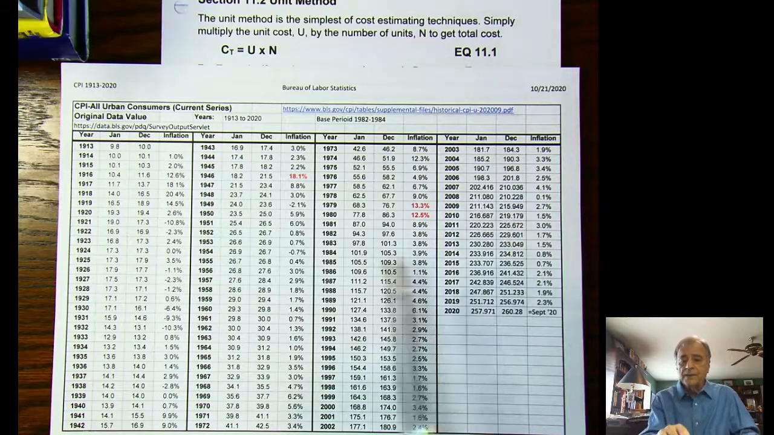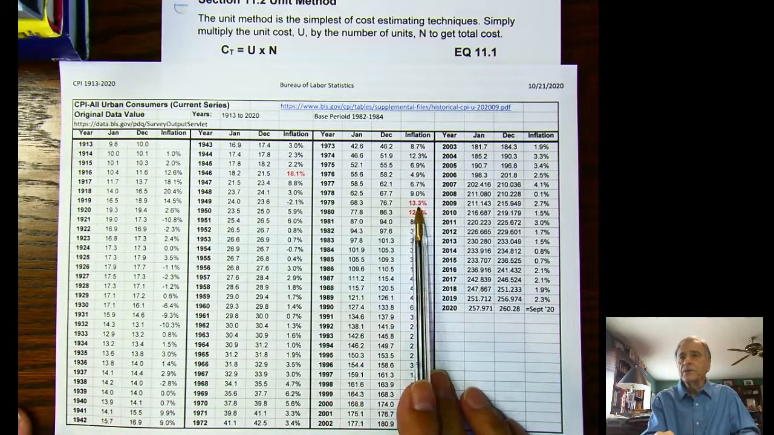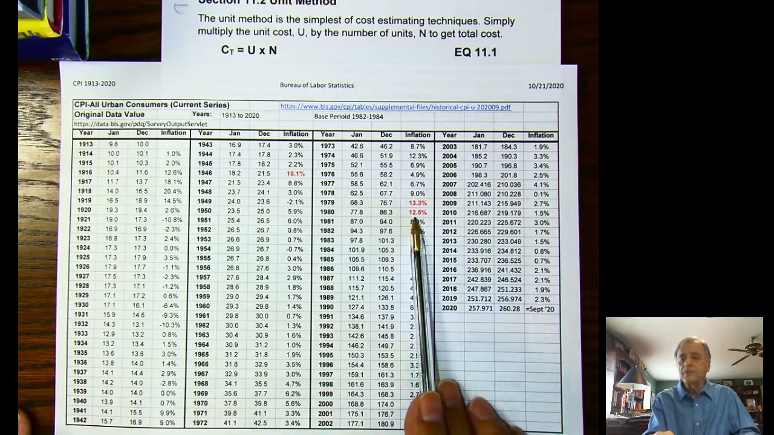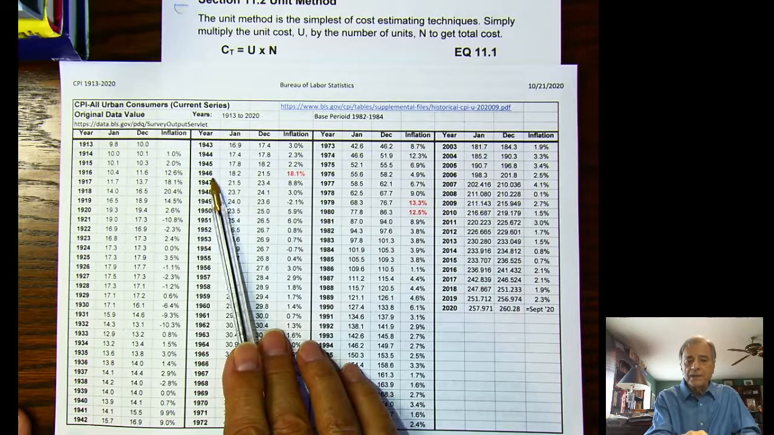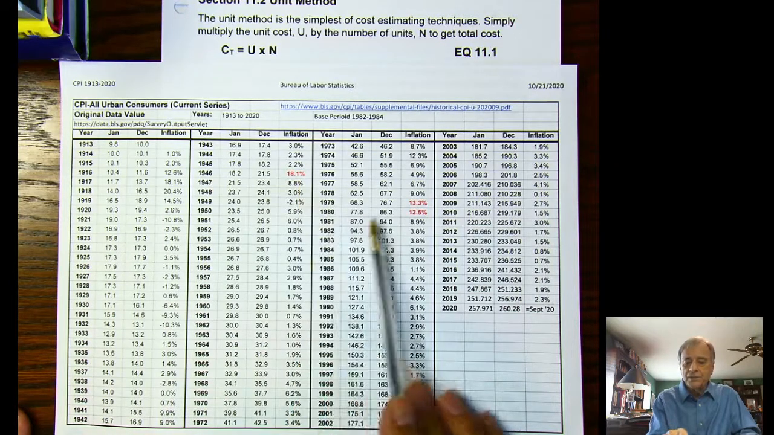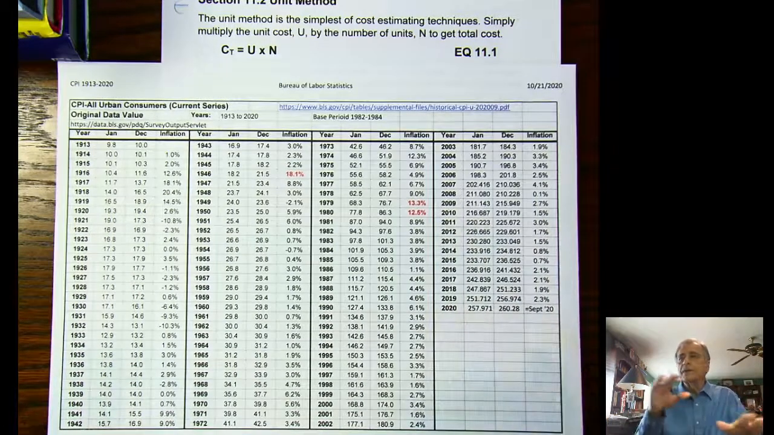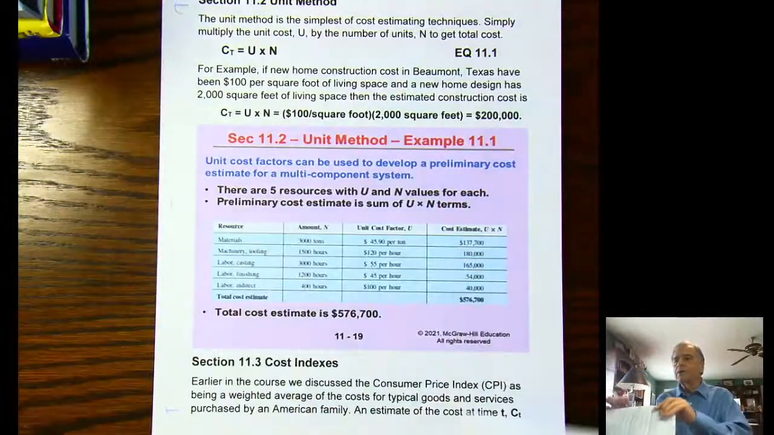But if you go back to 1979, the inflation rate was 13.3%. 1980, it was 12.5. Those are huge. Back to the end of World War II, 1946, it was 18.1%. Those numbers are not very tame. So inflation does fluctuate a lot over longer periods of time.